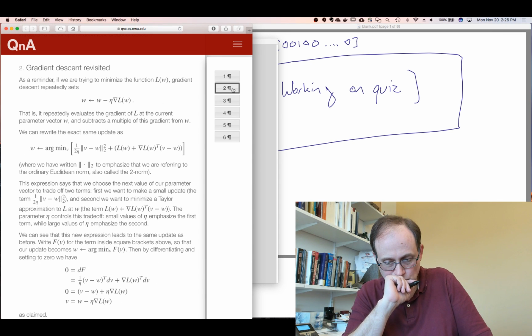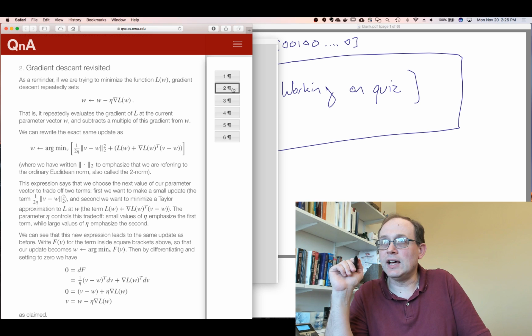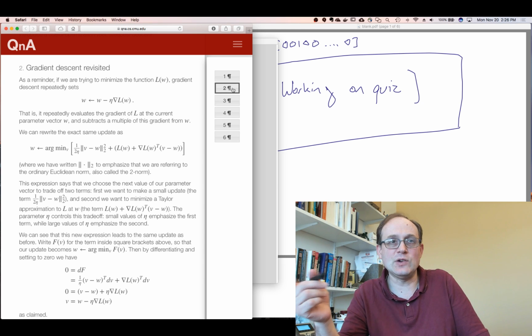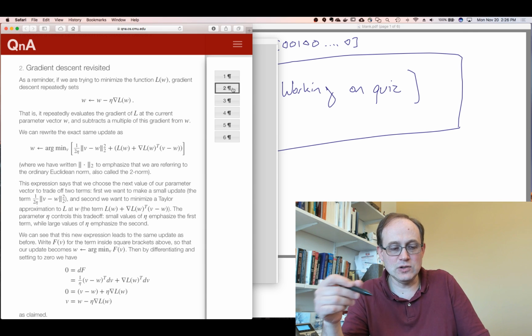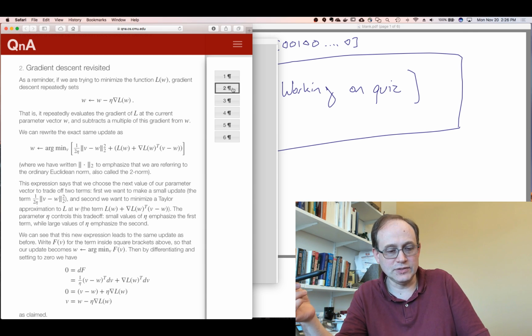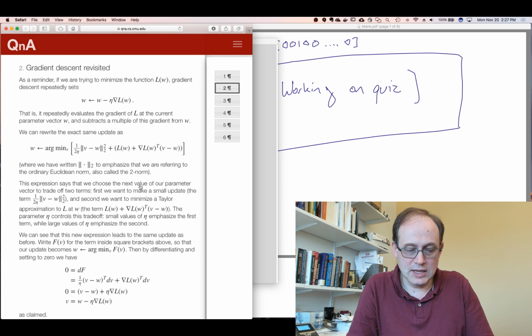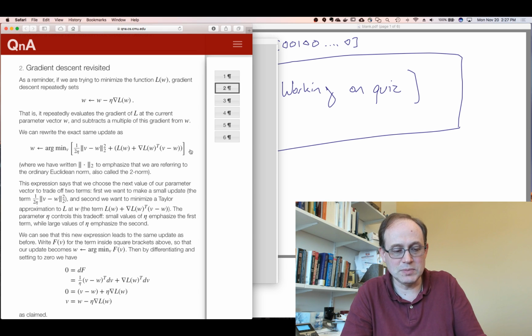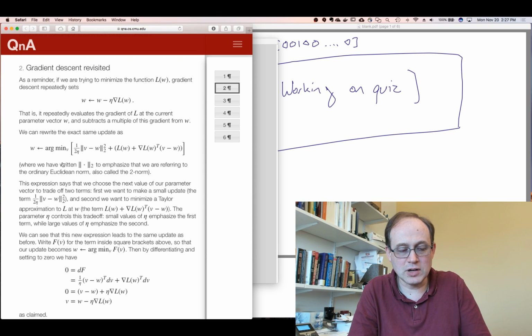In order to explain it, it uses this thing called steepest descent, which is a variant of gradient descent. If you remember, in gradient descent, you are trying to minimize a function, L of w, with respect to w, and to do so you repeatedly update by subtracting a multiple of the gradient from your current parameter vector w. It's more complicated seeming, but we can actually write the exact same update as the solution to a minimization problem. So argmin means to take the value of v that minimizes the following expression.